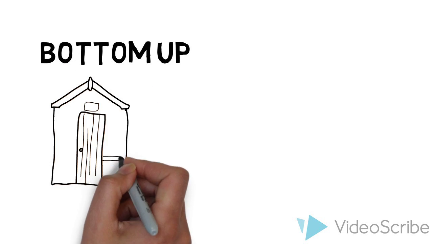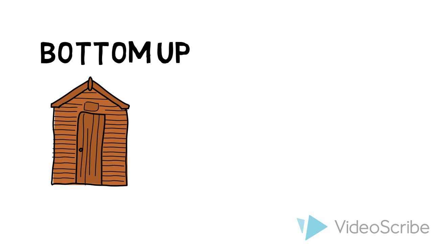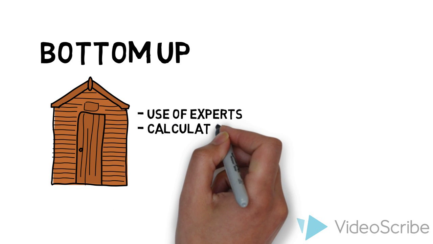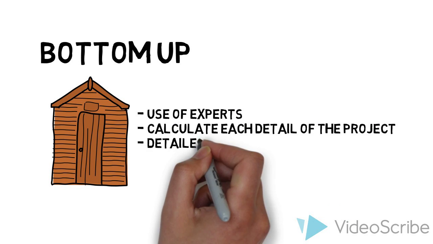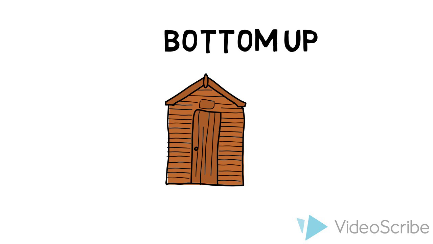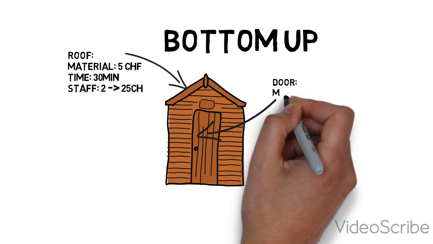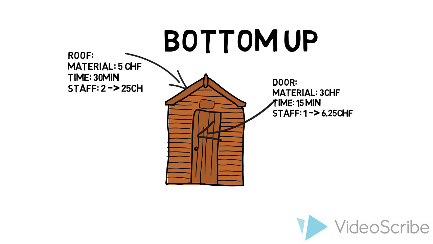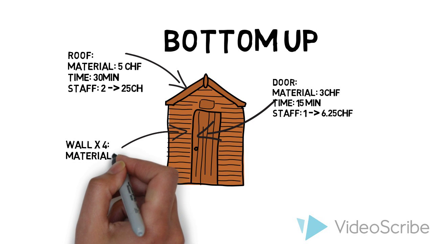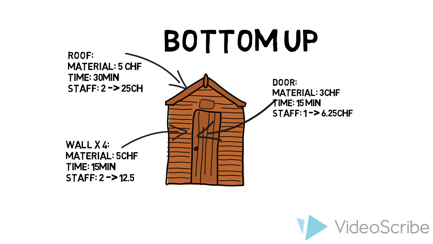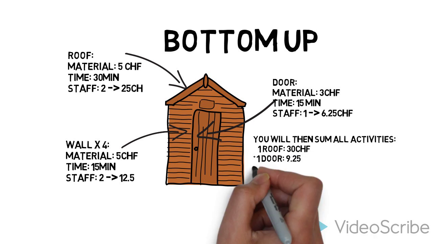Another method that you can use to have a more precise budget is the bottom-up approach. This method is very detailed and also very time-consuming, as it analyzes every detail of the project. For your hut, you will have to analyze separately each component, like the roof, the walls, and the door. You will use hut builder experts to analyze the cost for each component and then sum them all together to have your budget.